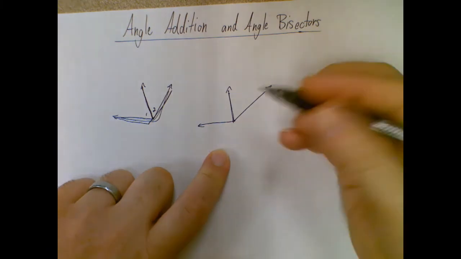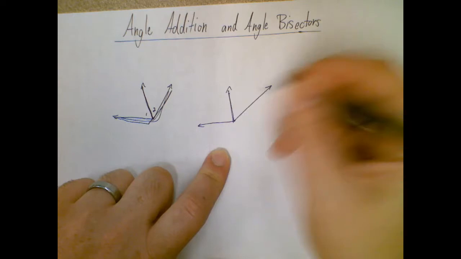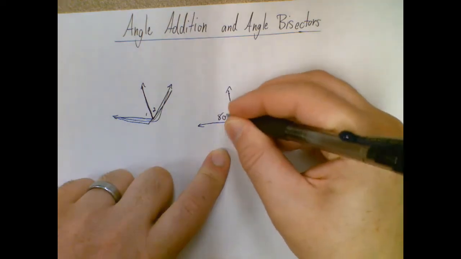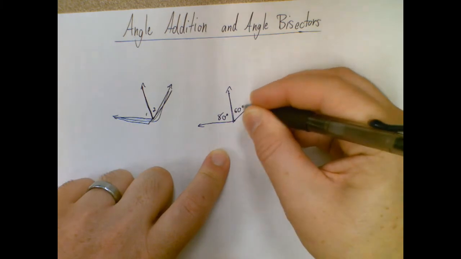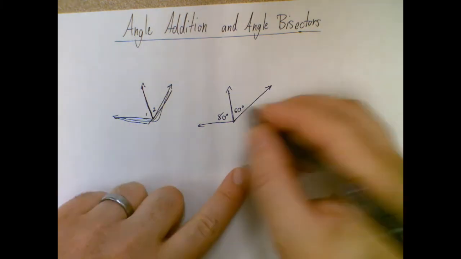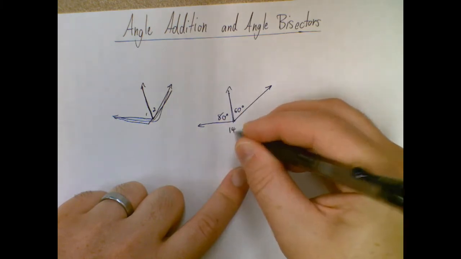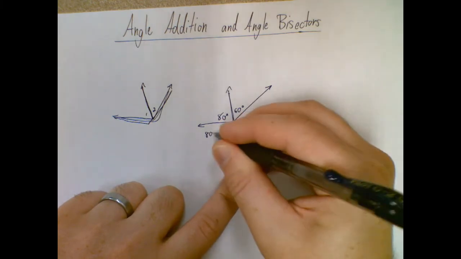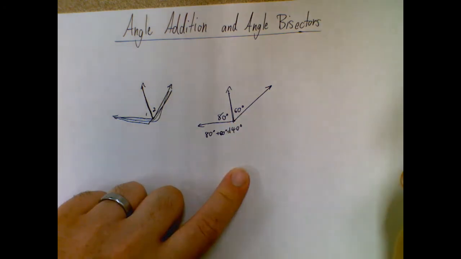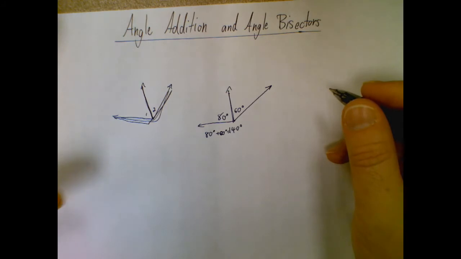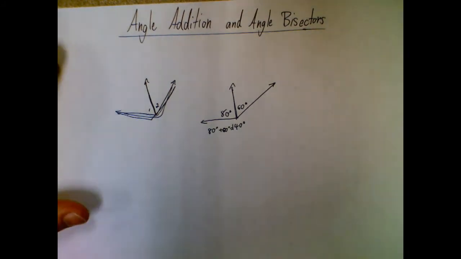Say we have one that comes like this. Same idea as when we had segment addition. If this is 80 degrees, and this one looks like it's probably closer to 60 degrees, then when I add these together, I end up with a large angle of 140 degrees, or 80 degrees plus 60 degrees. So that's angle addition in a nutshell. It's not too crazy. I'm sure you'll be able to handle that.